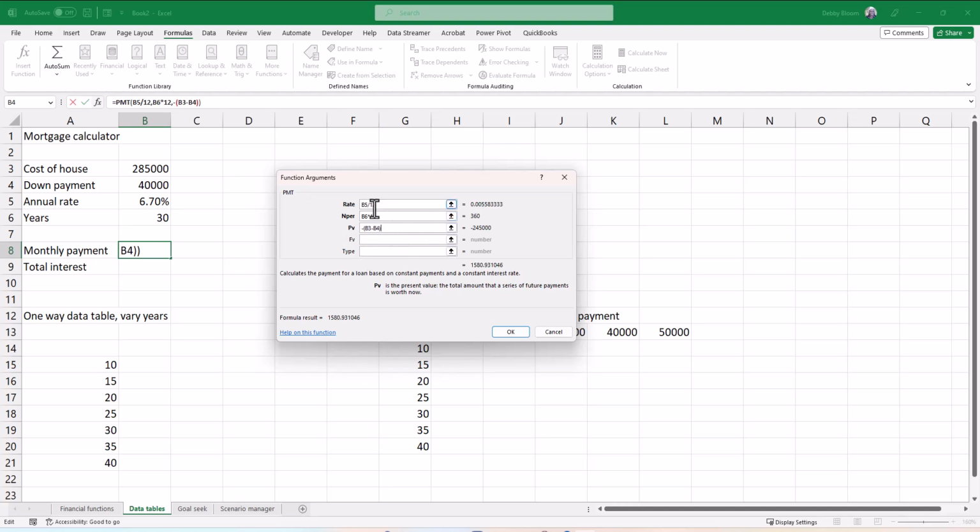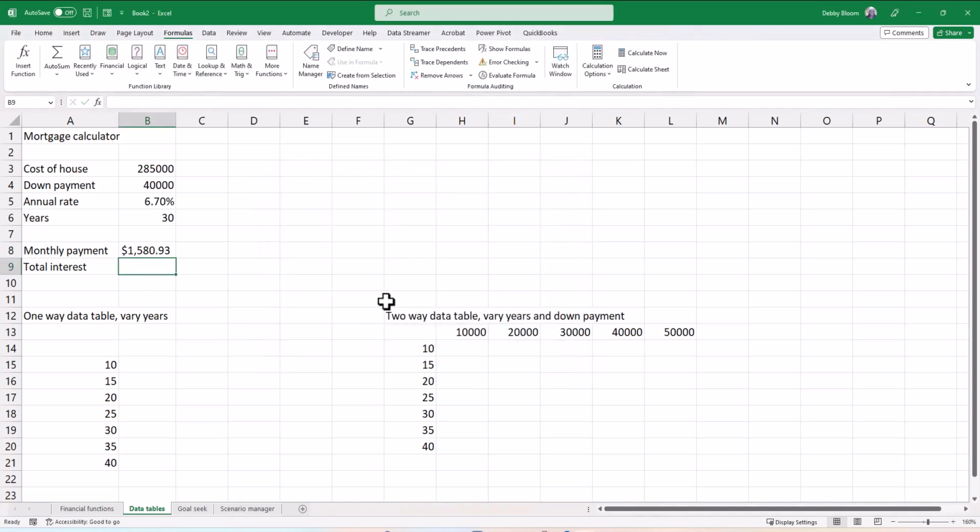So before I click OK, I just want you to notice that other than the number of months in a year, 12, there are no numbers. So I didn't type in the 6.7%. I didn't type in the cost of the house. I didn't type in the down payment. This is super important for the data table, because if I change any one of the inputs, it has to change the formula. If it doesn't, the data table won't work. So I'm going to click OK.